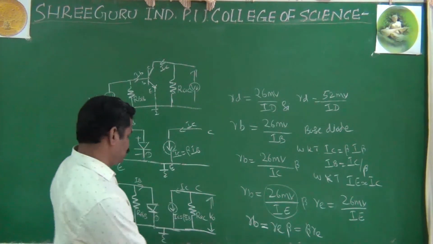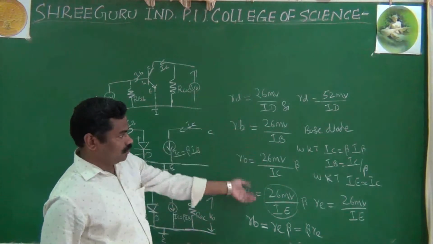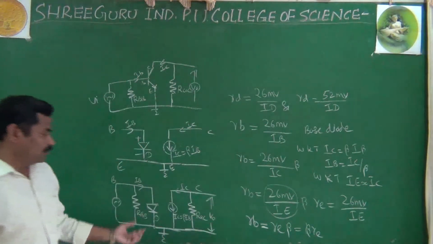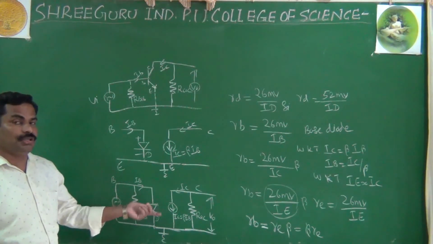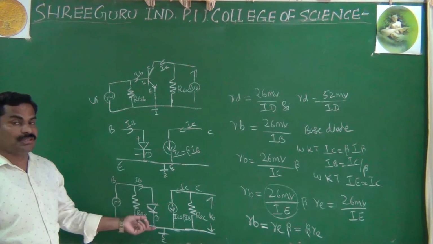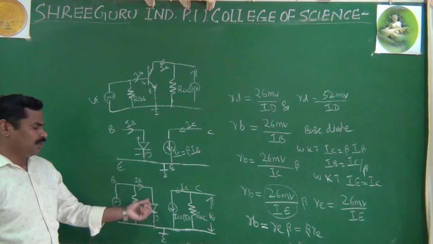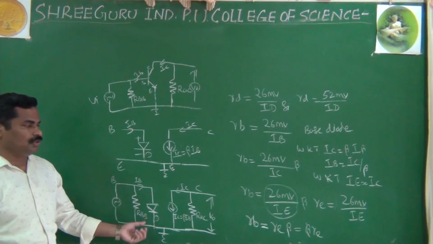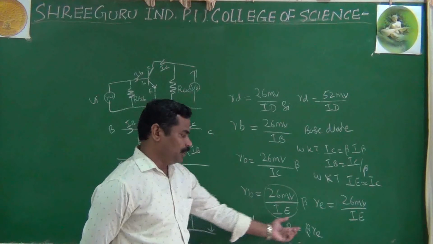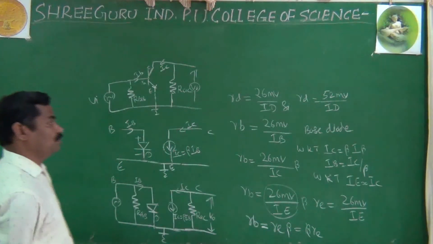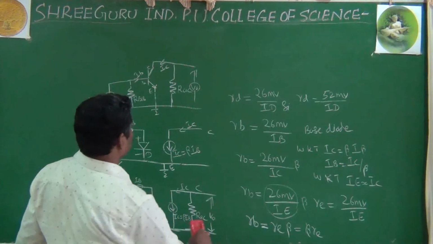Once again you can simplify this circuit diagram. Use this important thing about the diode: I said the diode does not act as a rectifier here, it acts as a resistance. For AC signals, it acts as an AC resistance. For that you can find the AC resistance, RB, which is equal to beta into RE. Once again you can simplify this by redrawing the figure.